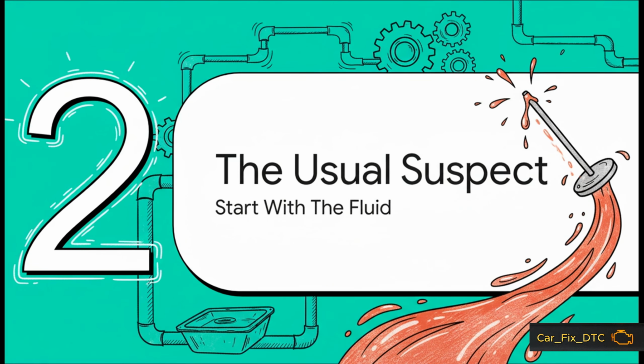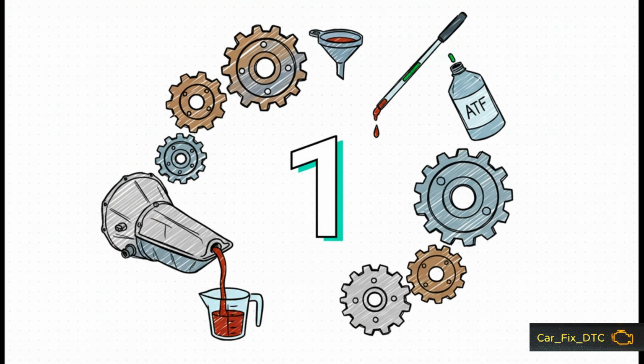Okay, so where do you even begin with something like this? Before your mind jumps to the worst-case scenario and giant repair bills, hold on. There's one place you absolutely, positively have to look first. It's literally the lifeblood of your transmission. You guessed it, the number one most common reason for a P0730 code is also the simplest and cheapest thing for you to check. We're talking about your transmission fluid.